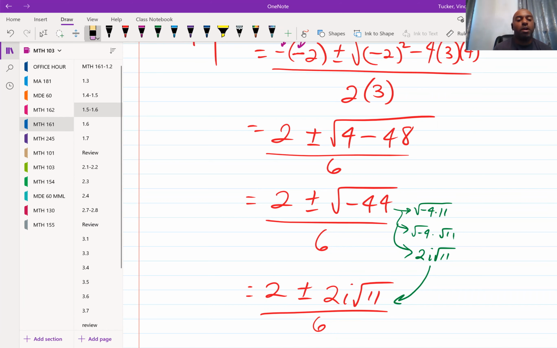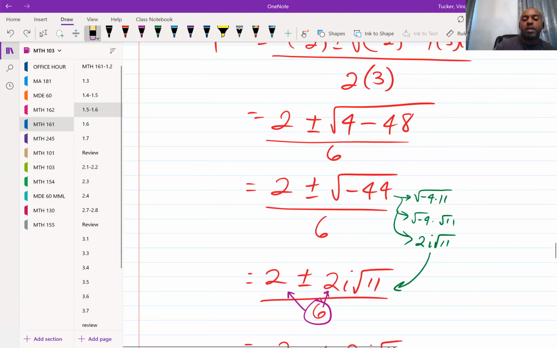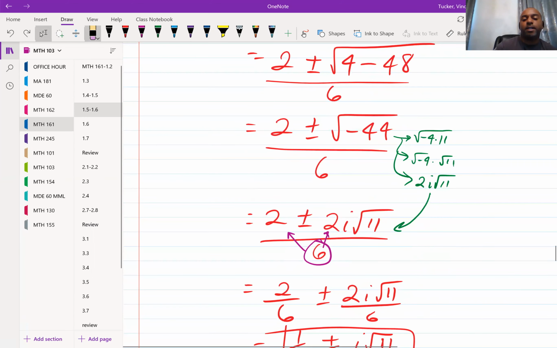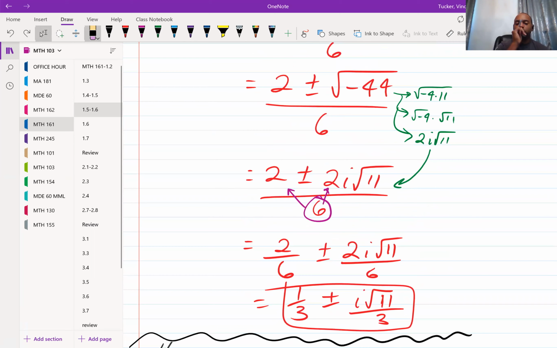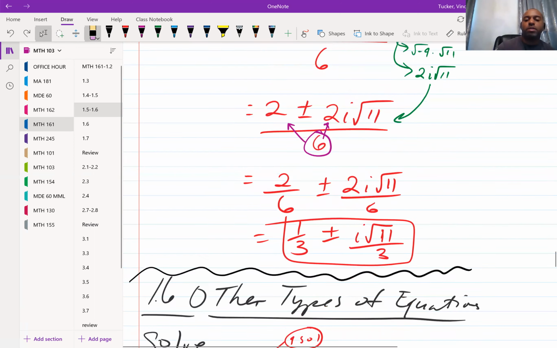Any problems? All right. So we do have a real part and imaginary part, so we need to break it up, take the 6 into each piece. And that'll be 1/3 plus or minus i square root of 11 over 3. That's our final answer. Any questions?